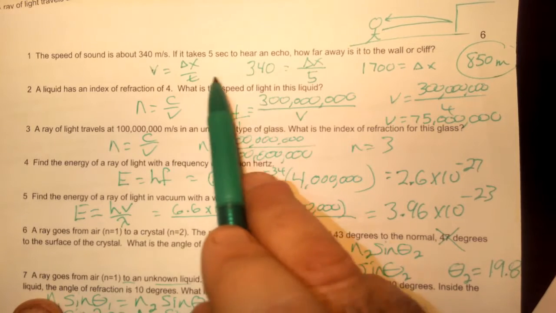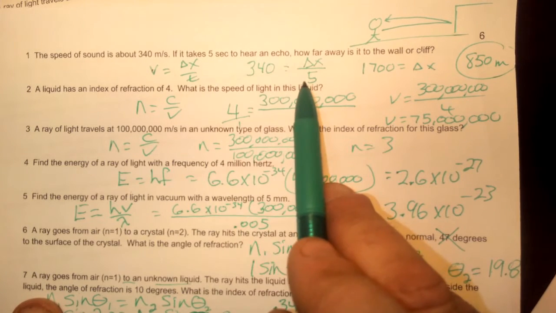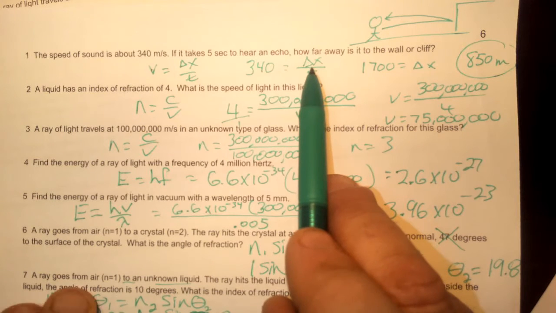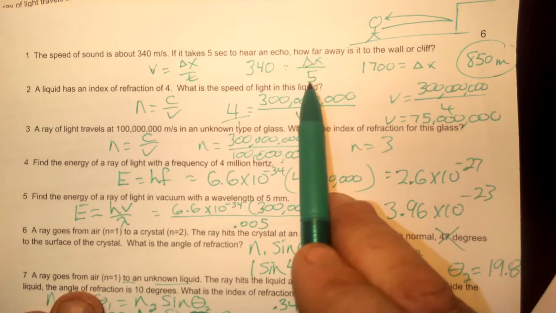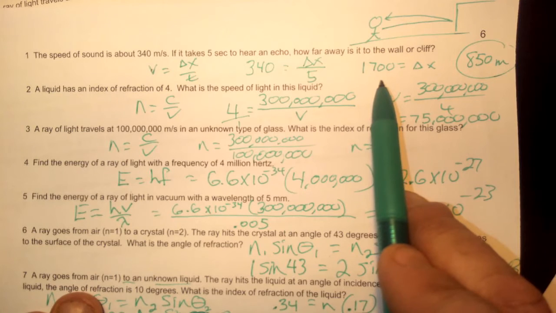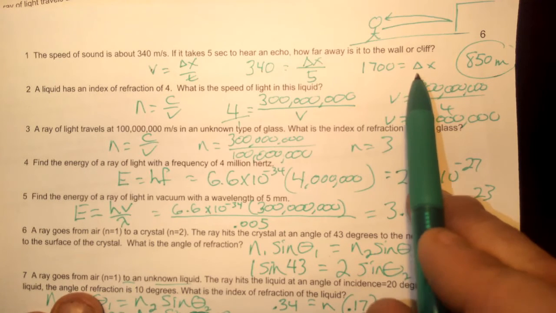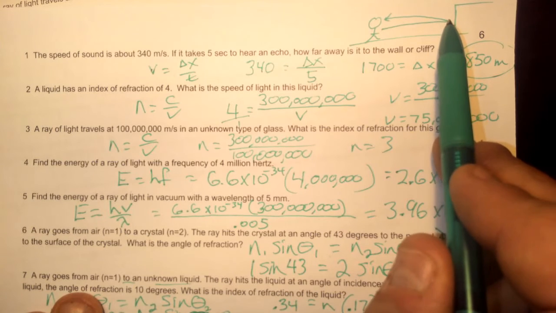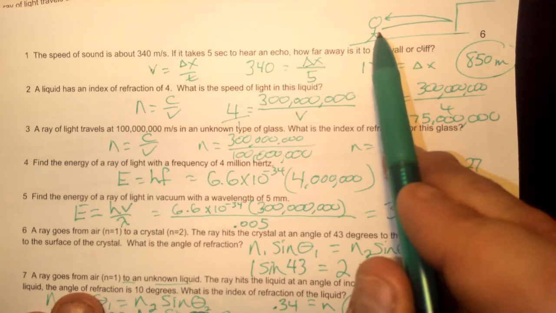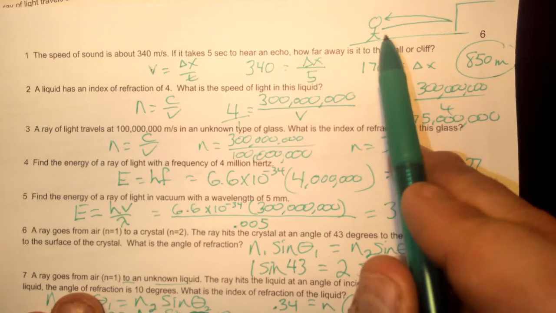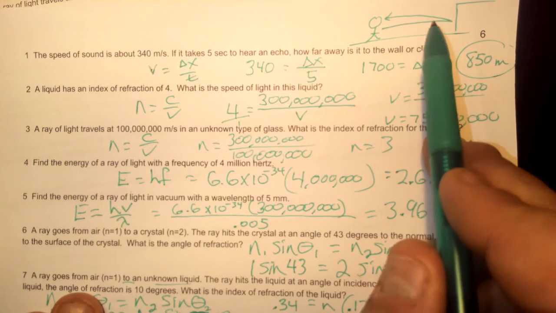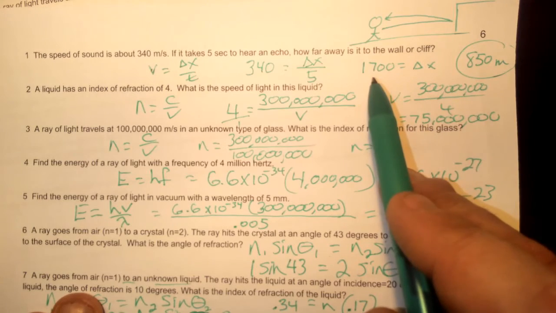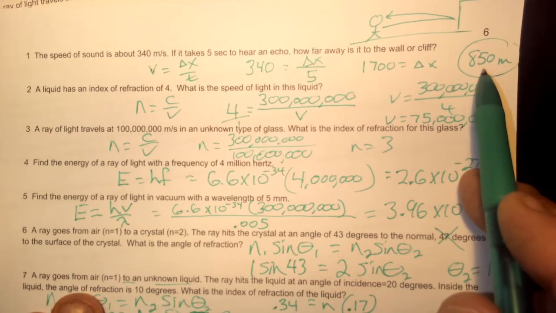340 is the velocity of the sound. The time of travel is 5 seconds, and we're looking for the distance of the travel. So I'll multiply both sides here by 5, and I get 1,700 for the distance traveled. But remember, that distance is from the person to the wall or cliff and back to the person. We just want to know the distance from the person to the cliff. So it's half of the distance traveled by the sound. So you take half of 1,700 and you get 850.